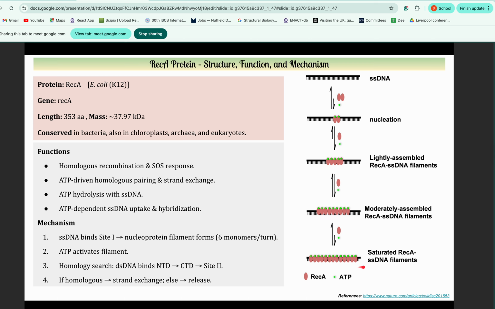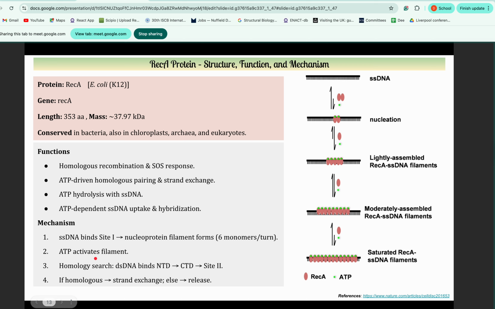When different rec-A come, a point will come on the single stranded DNA filament where there will be saturation, meaning all the bases have been covered by the rec-A protein along with ATP. So the mechanism is the same as what we have discussed. The single strand DNA will bind to site 1, which is the nucleoprotein filament, forming 6 monomers per turn. ATP activates the filament. This site 1 is present in the rec-A protein. Rec-A protein is very long, and different sites are present. Similarly they are talking about site 1. So this single stranded DNA binds to that particular site.